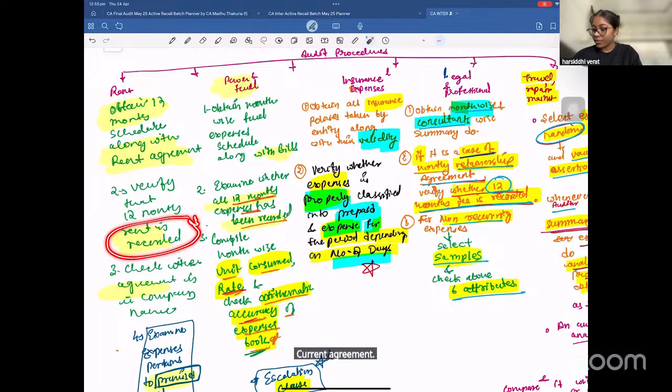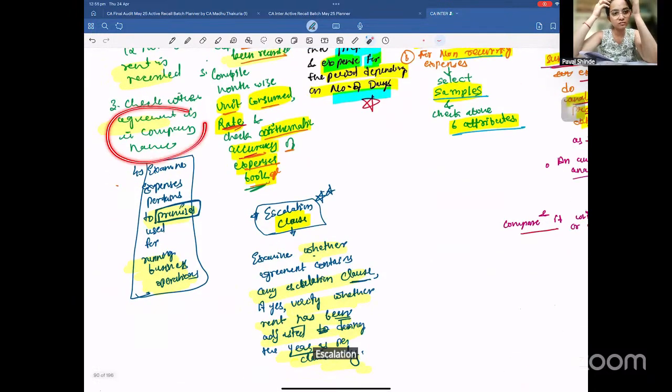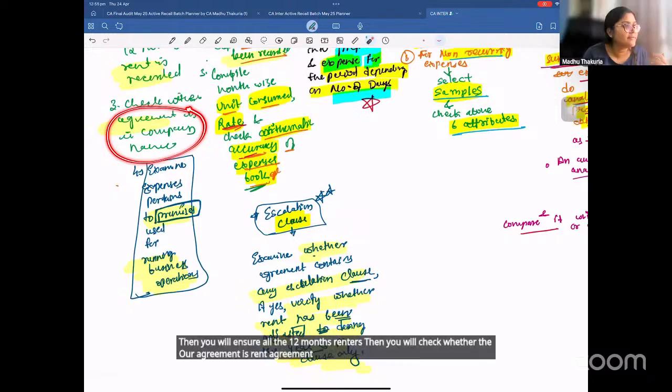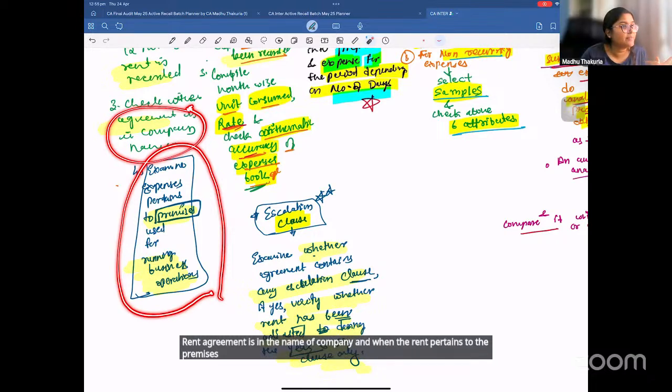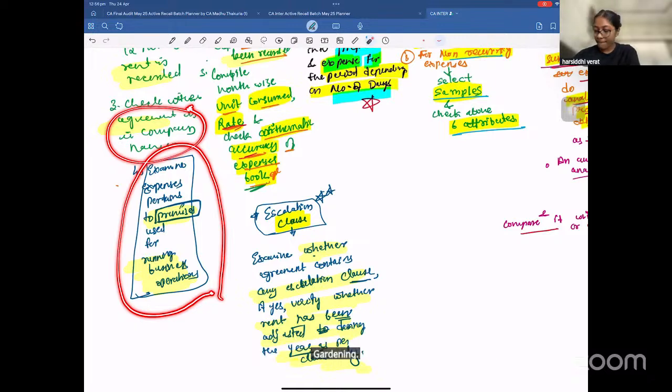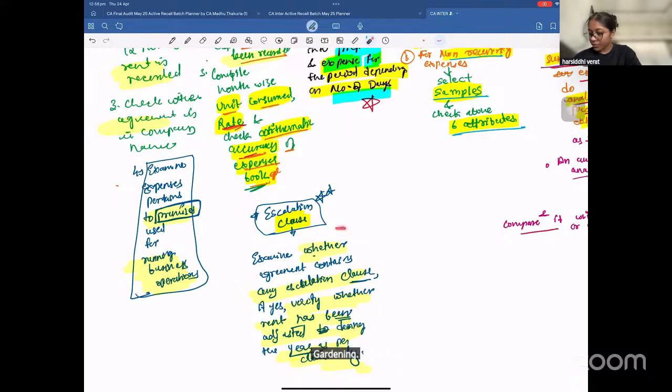And then you will ensure all the 12 months rent is recorded. Then you will check whether the rent amount is as per the rent agreement, whether the agreement is in the name of the company, and whether the rent pertains to the premises where the business is running.